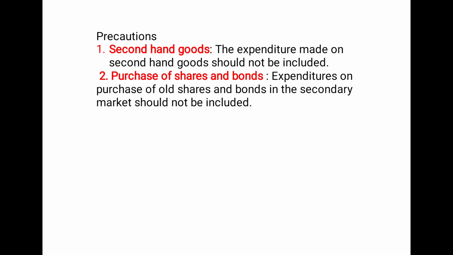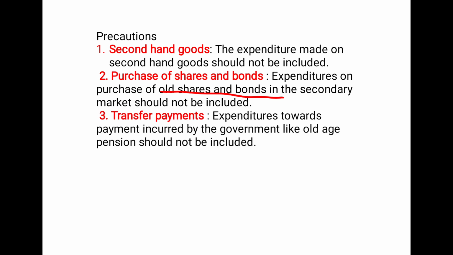Next one, purchase of shares and bonds. What does this tell you? Expenditure on purchase of old shares and bonds. Again, it is old shares and bonds. This is sold in the secondary market. This should not be included in the expenditure method as well. So the first one, second-hand goods should not be taken into consideration, and the second point is purchase of old shares and bonds. This also should not be included in the expenditure method.